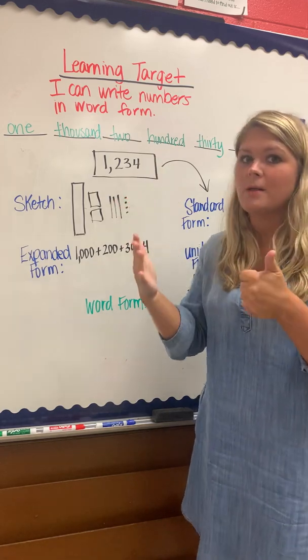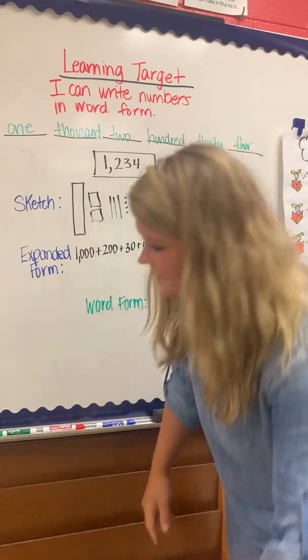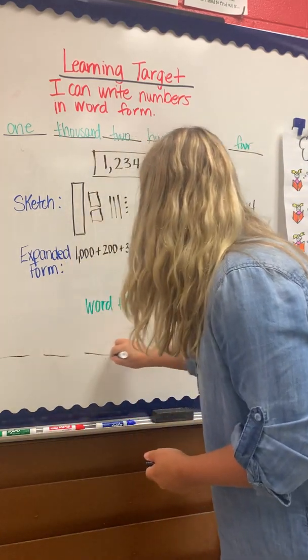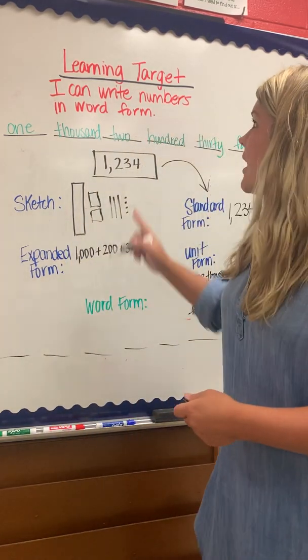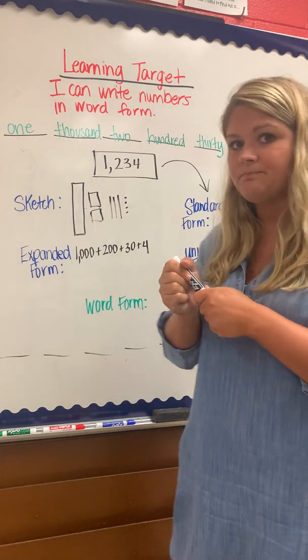1,234. 6 words came out of my mouth. I made 6 lines up here: 1, 2, 3, 4, 5, 6. You're going to try this with a new number.